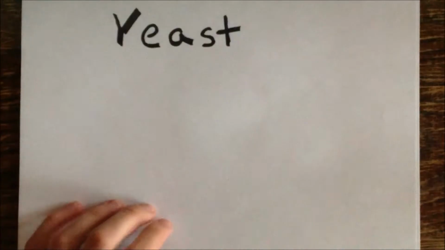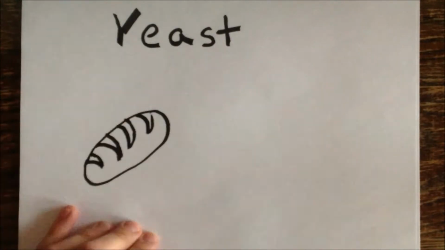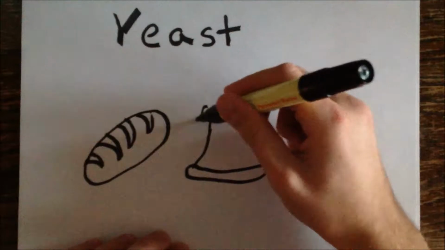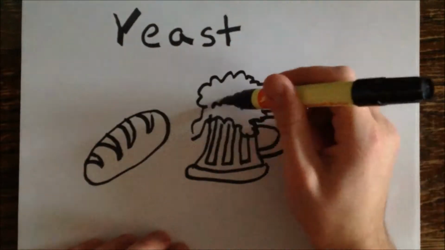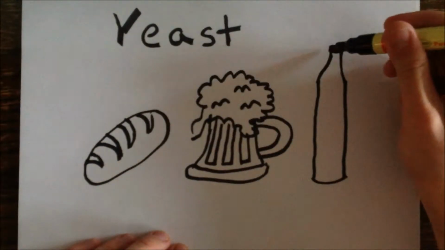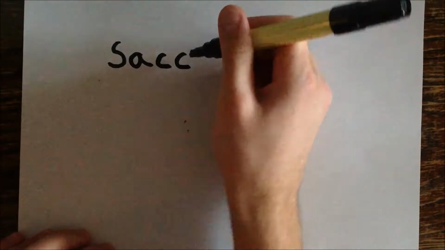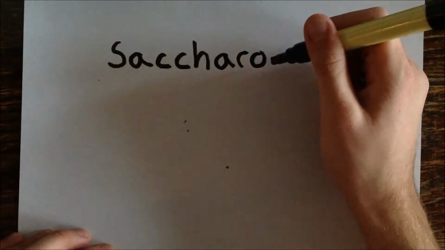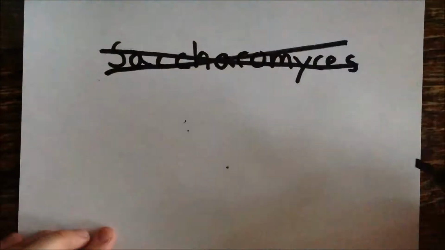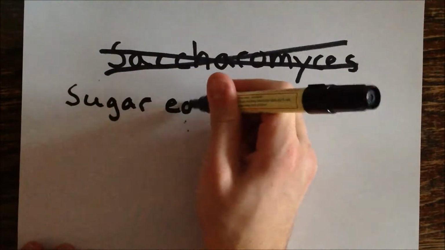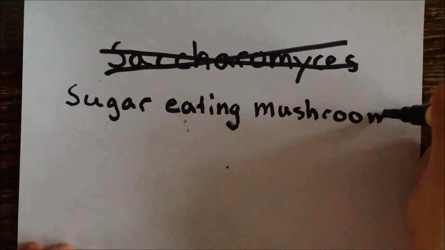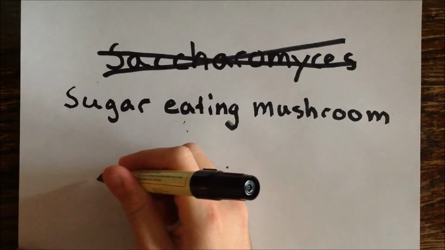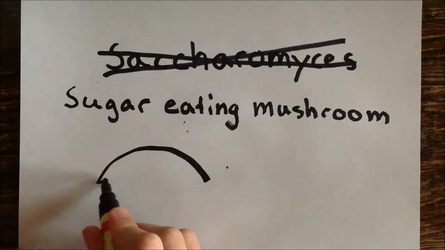Yeast cells. You probably heard about yeast cells before, in the context of, for instance, baking bread, brewing ale, or making wine. But have you heard the Latin name? Saccharomyces? Probably not. It means sugar fungus, and it's a pretty accurate name, because yeast is pretty much a sugar-eating mushroom.